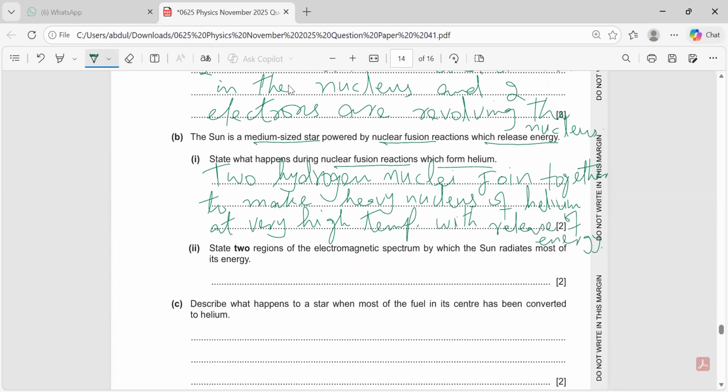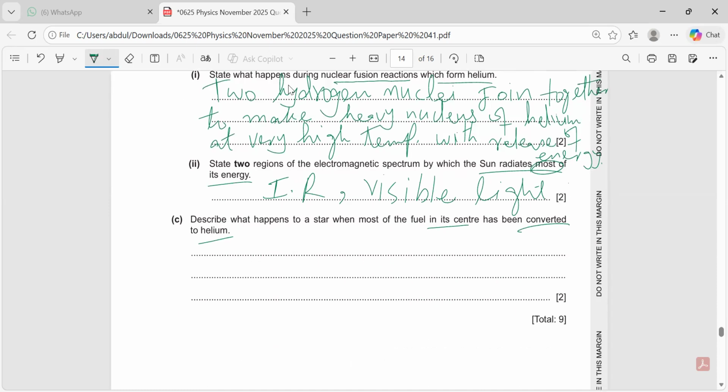State 2 regions of the electromagnetic spectrum by which the Sun radiates most of its energy. Many times I discussed this with you. One is infrared, meaning thermal energy. The other one is visible light. Ultraviolet is there, but they said most of its energy. So infrared and visible light, my dear sons. Two marks. Describe what happens to a star when most of the fuel in its center has been converted to helium. Then it is not the stable phase of the life of the star.